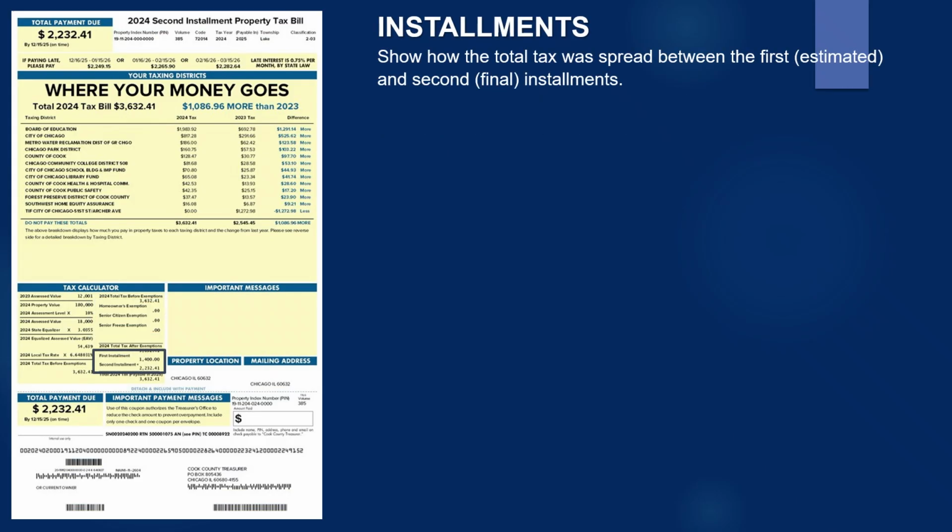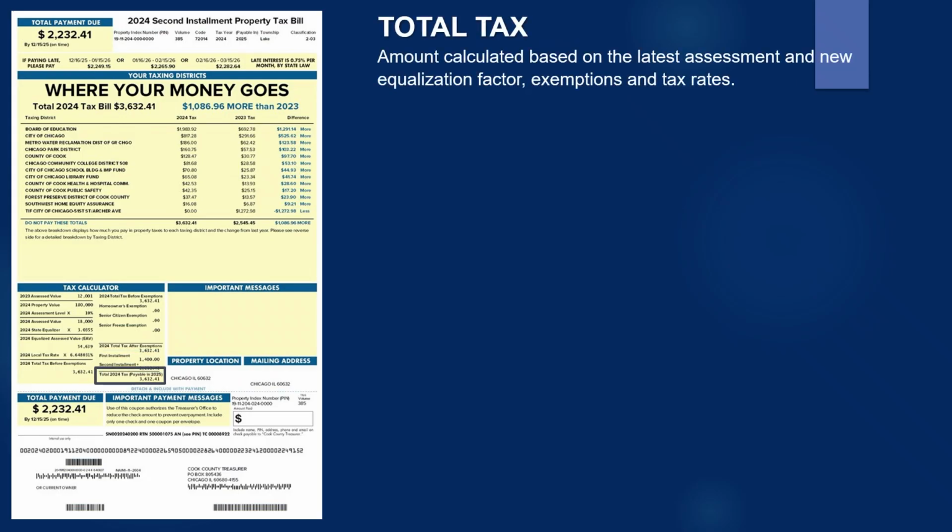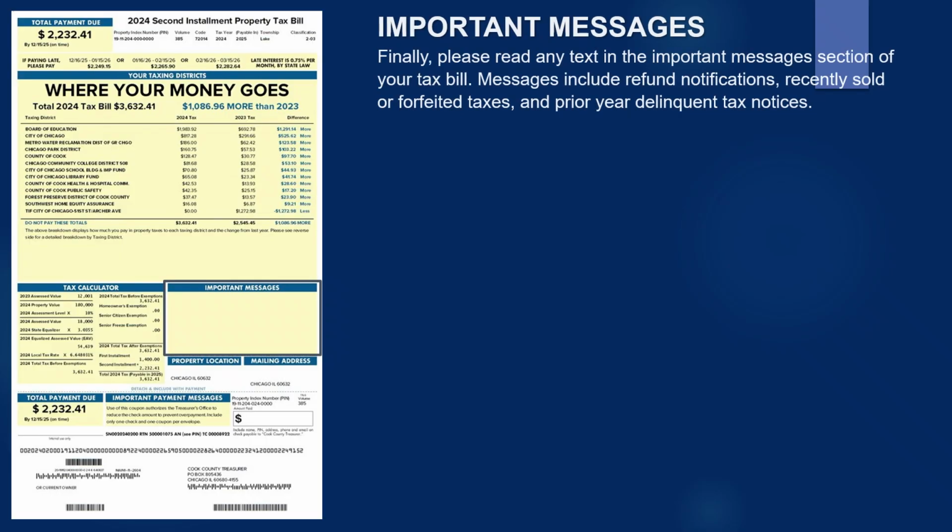Installments show how the total tax was spread between the first estimated and second final installments. The total tax is the amount calculated based on the latest assessment and new equalization factor, exemptions, and tax rates. Finally, please read any text in the Important Messages section of your tax bill. Messages will include refund notifications, recently sold or forfeited taxes, and prior year delinquent tax notices.